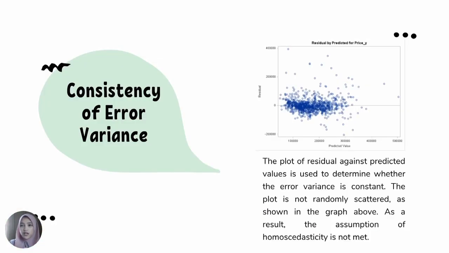The plot of residual against predicted value may be used to check the constant variance assumption of the model error and also non-linearity. The plot is not randomly scattered as shown in this graph. As a result, the assumption of homoscedasticity is not met.